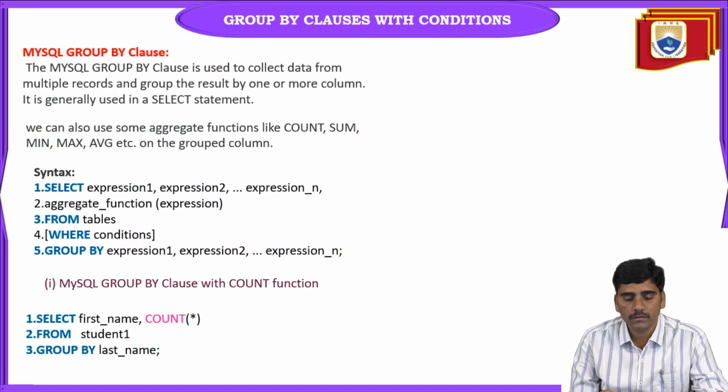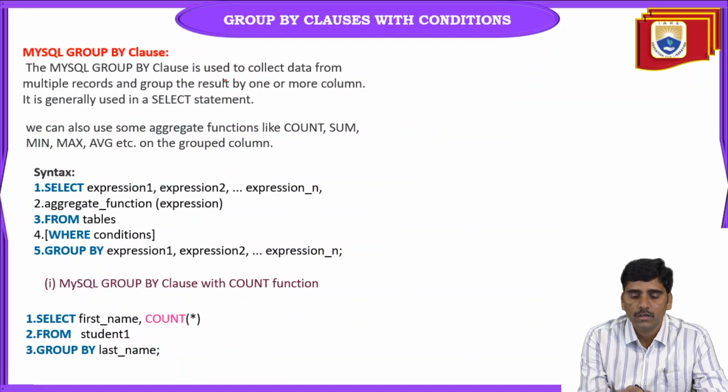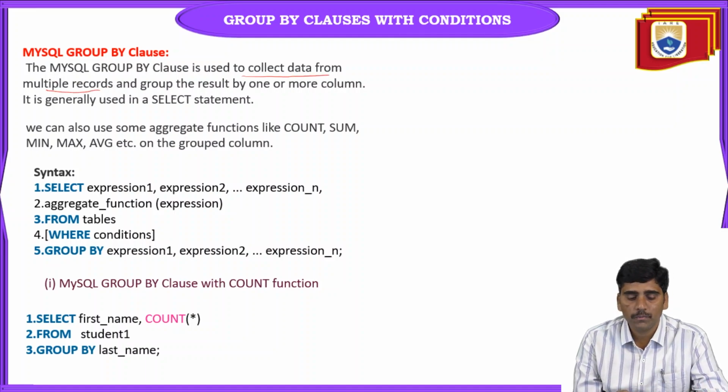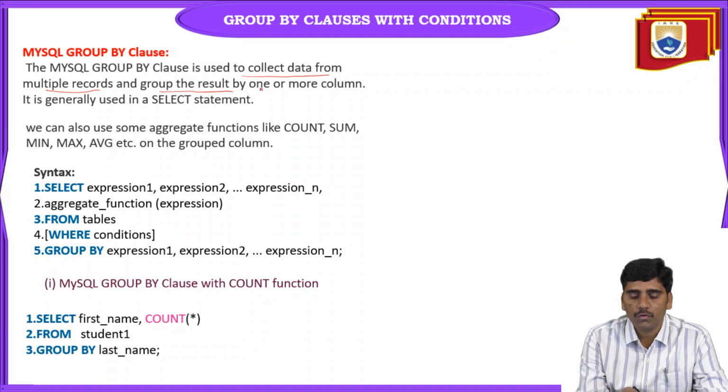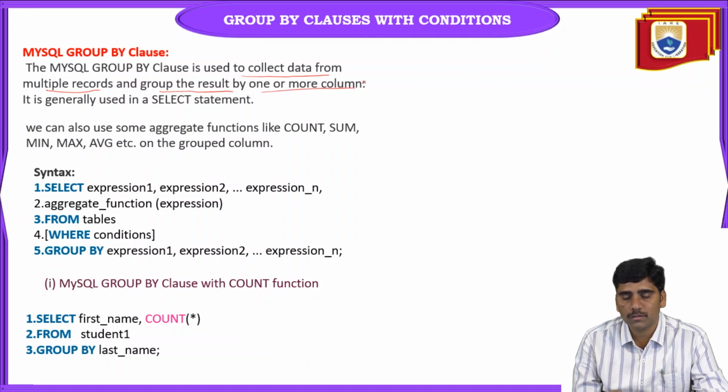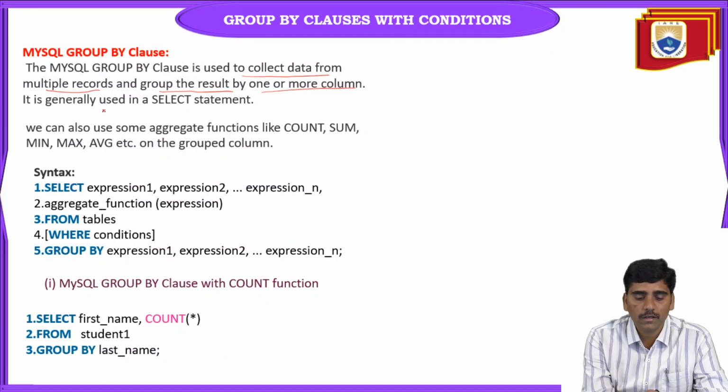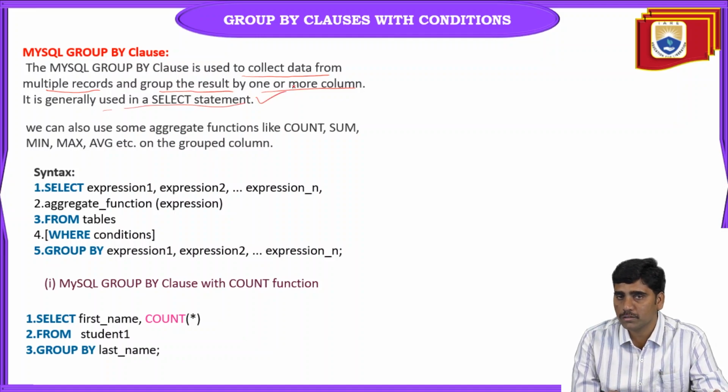And MySQL GROUP BY. The MySQL GROUP BY clause is used to collect data from multiple records and group the result by one or more columns. It is generally used in a SELECT statement. So it collects the data from multiple records, groups the result by one or more columns, and displays the result.